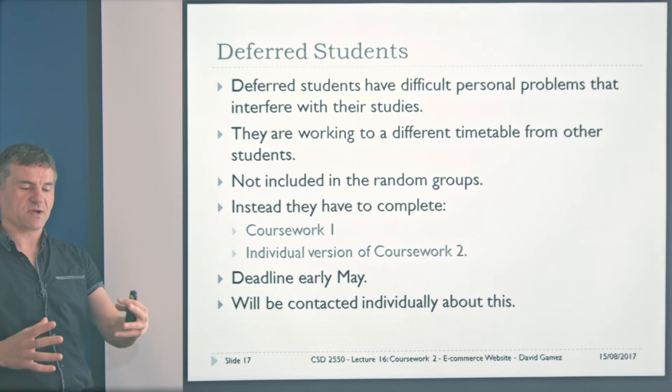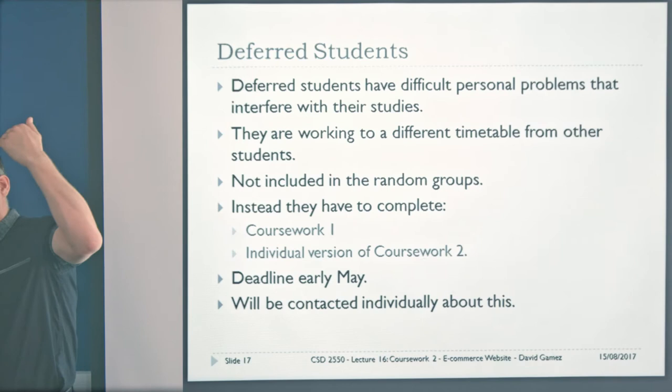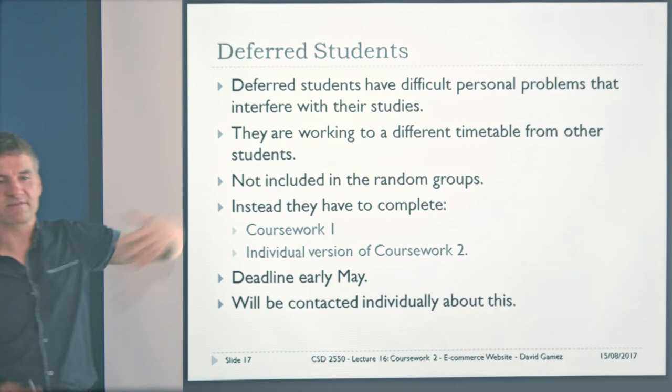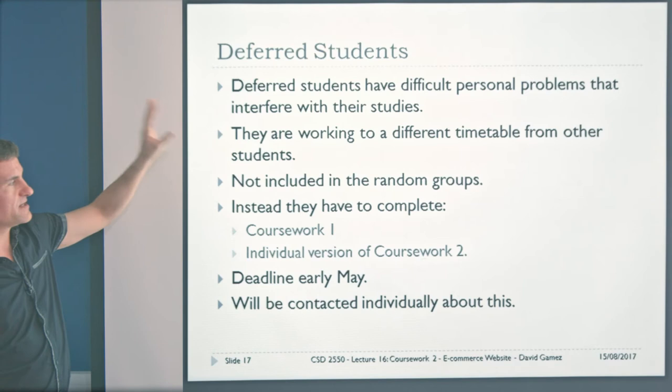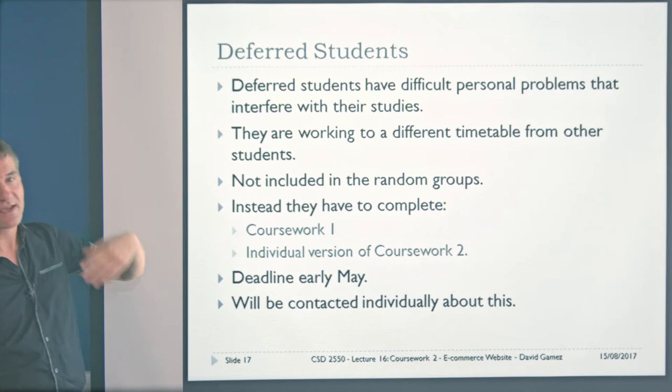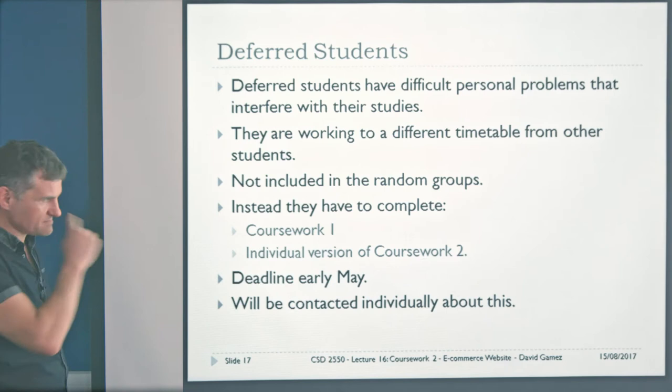Because maybe a deferred student will have an extension until May, let's say, or an extension until August to complete the coursework. So obviously, they're not going to be able to work in a group with people who have a deadline in April, for example. So I'm not trying to victimize or persecute deferred students. I'm just not going to include them in the random groups because of this timetable issue. So if you find yourself in the position of being a deferred student, you're going to have to complete coursework one, the individual project, same as everyone else, on a timetable that we agree.